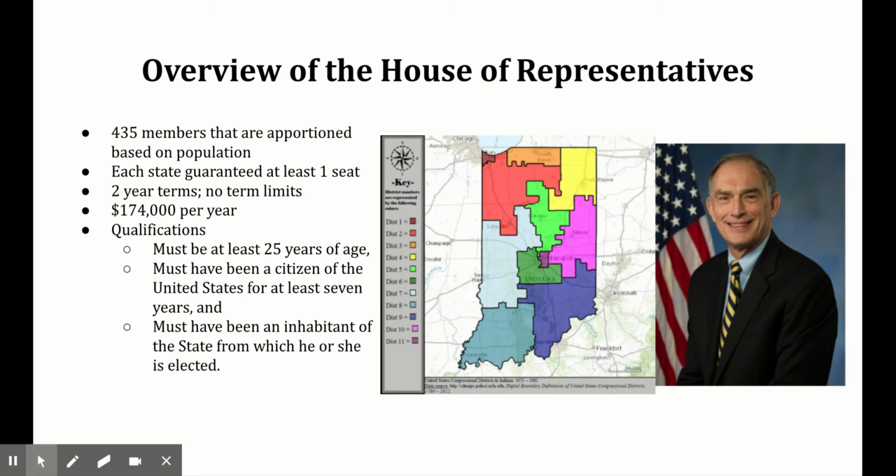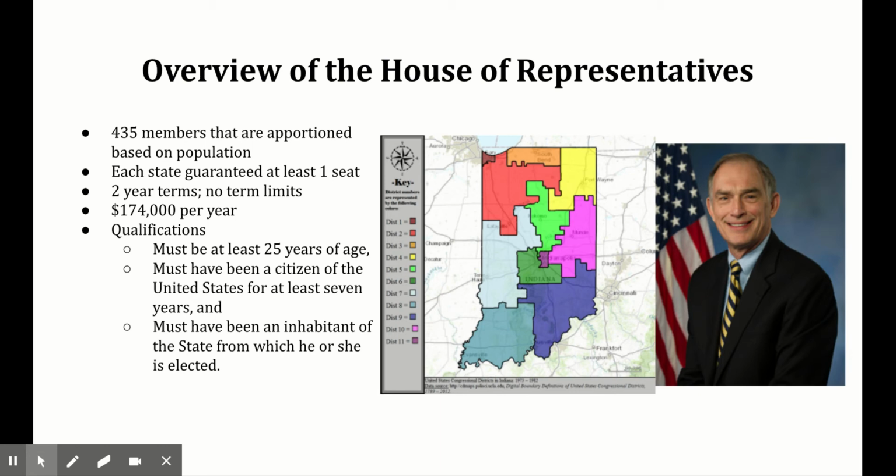There are 435 members that are apportioned based on population, which we've discussed at length. Each state is guaranteed at least one seat, and they serve 2-year terms with no term limits. And then, as stated on the previous slide, they are up for reelection all at the same time. So, 2020 right now, all 435 seats are up for reelection. They also get paid $174,000 per year, and the qualifications, while similar, are slightly different.